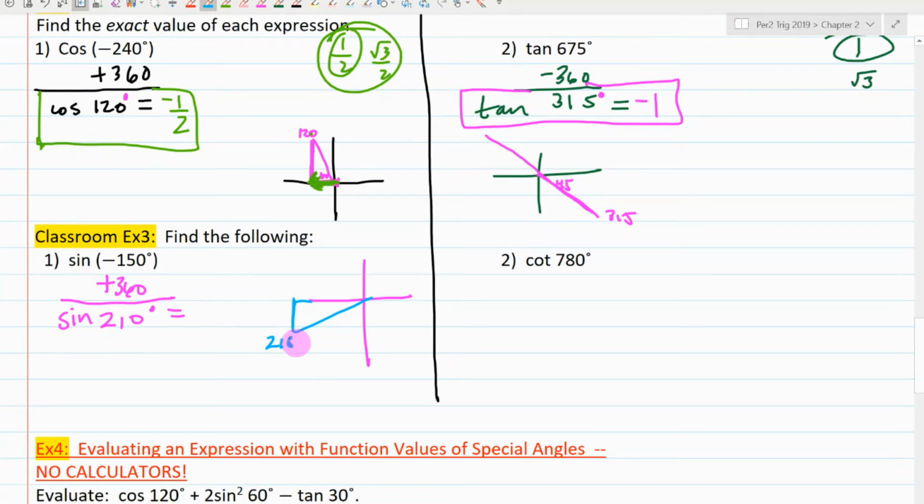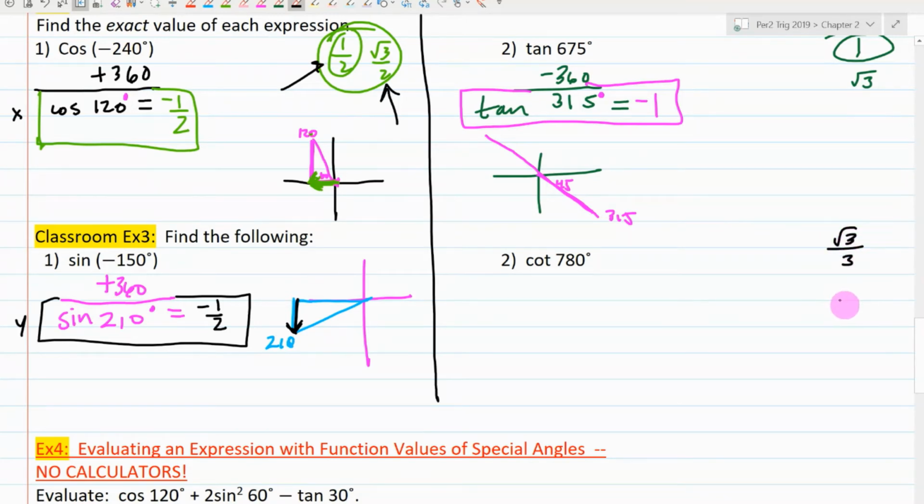If you need to make sure you know where 210 and 240 is, that'll give you a pretty good indicator of what your triangle is going to look like if you try to draw it to scale. Sine is the Y value, so it will be negative, and it'll be the short leg. You have two choices, short leg, long leg, at 210, and sine goes with Y, cosine goes with X. Cotangent will be the reciprocal of tangent. So again, your three choices are going to be radical 3 over 3, 1, or radical 3.